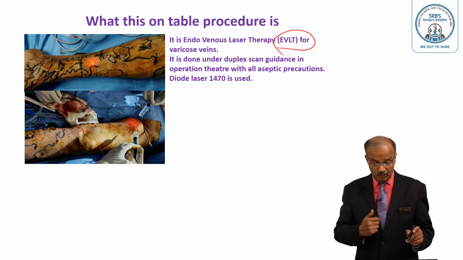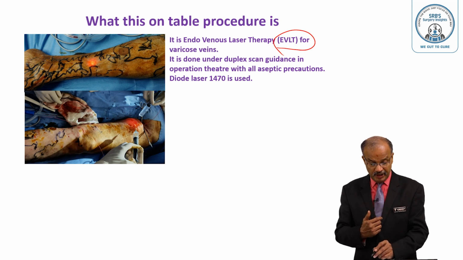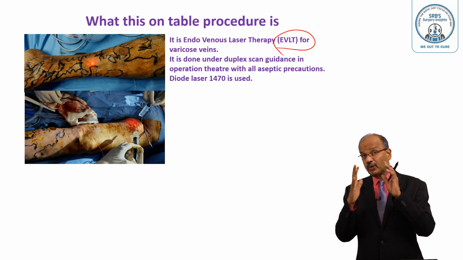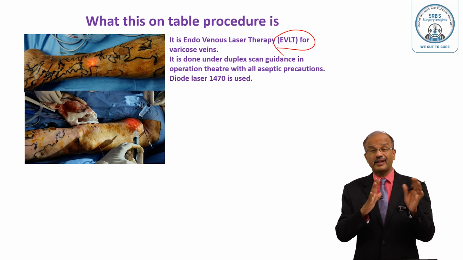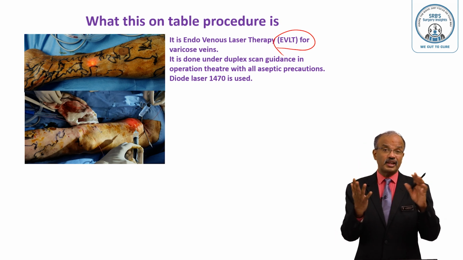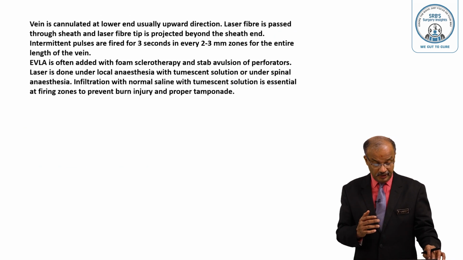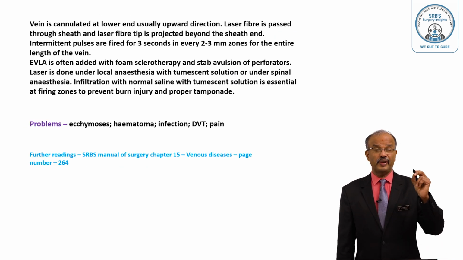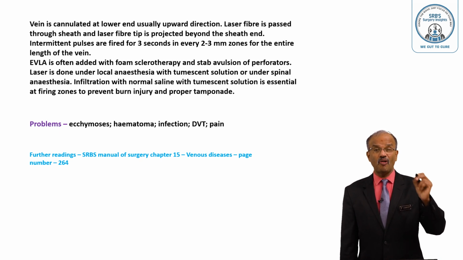And remember, it's a short note for you. It is done under duplex scan guidance, as I already told, with all aseptic precautions. Of course, you have to do cleaning and draping. You have to do it in the operation theatre, not in casualty or some other table which is not sterile. The entire sterile area is very important, otherwise sepsis will occur. So the entire legs should be cleaned properly and draped with all aseptic precautions on the OT table.